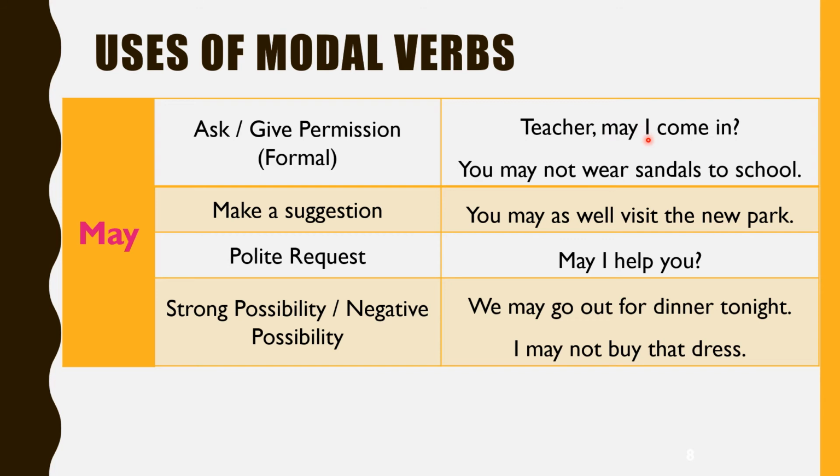May will be combined for asking permission only with I. I cannot use may for asking some permission for somebody. We can't say teacher, may she come in. That will be wrong to say. Teacher, may she come in, or teacher, may he come in. So may and I will go together for asking permission. Okay, may plus I only for asking permission. We can't say may she, may he for asking permission. Okay, giving, we can use all modal verbs, all pronouns.